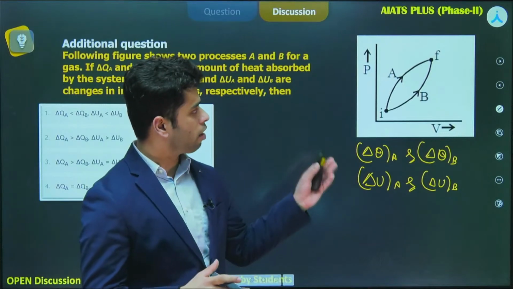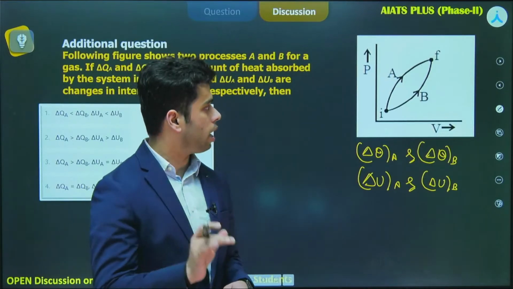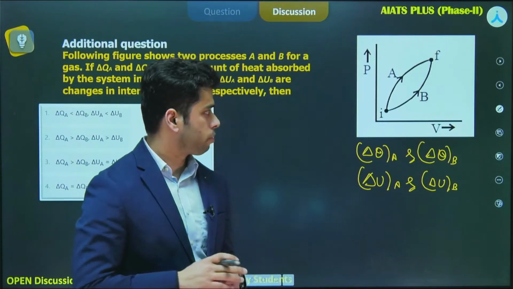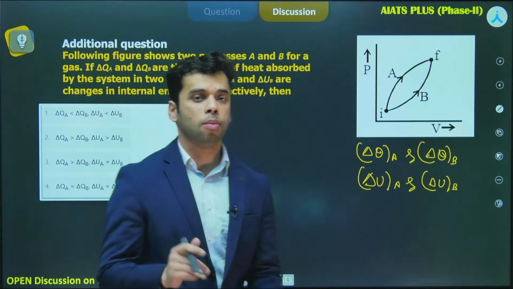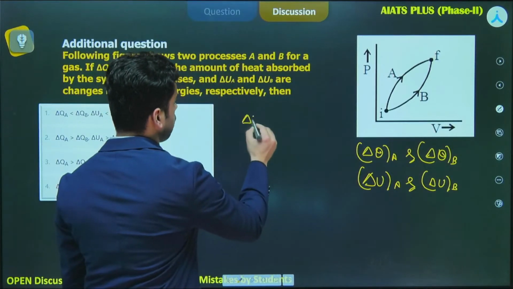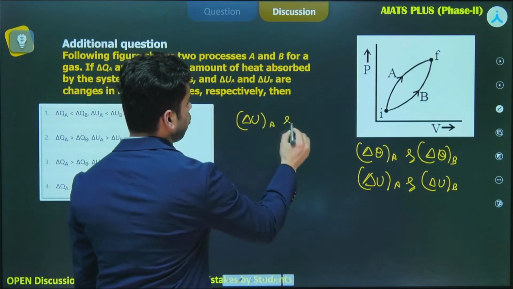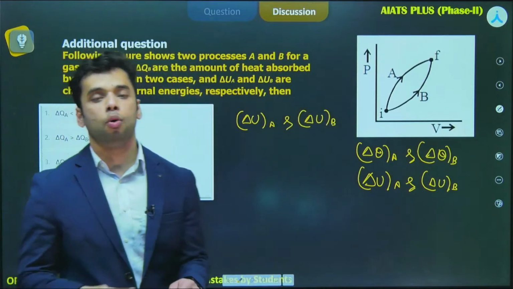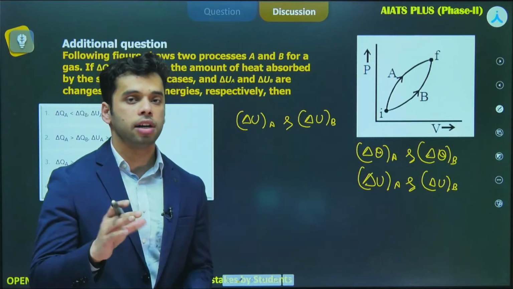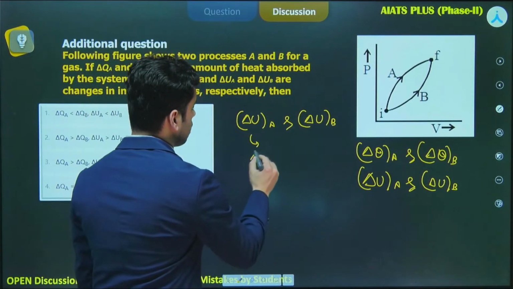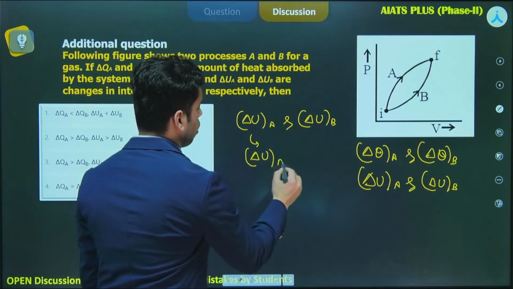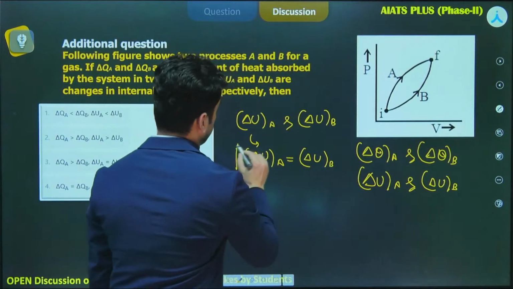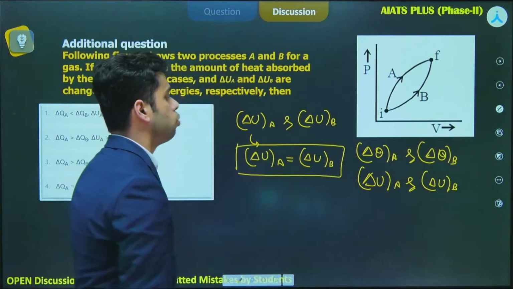You have been given a PV curve. You have been shown the initial state by point I and the final state by point F. So let's first talk about delta UA and delta UB. We just discussed that delta U is a point function. So the initial and final states are the same, which means that delta UA will be equal to delta UB.